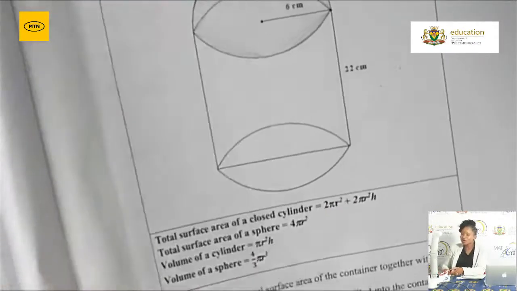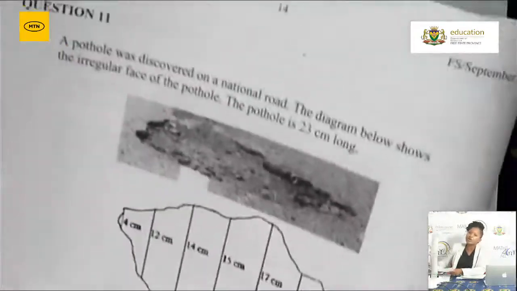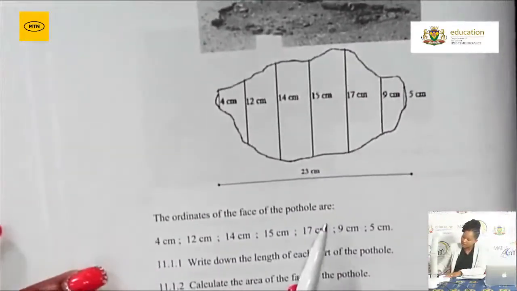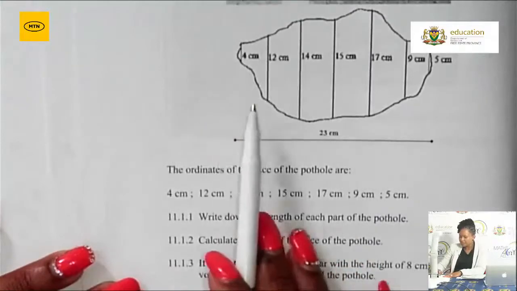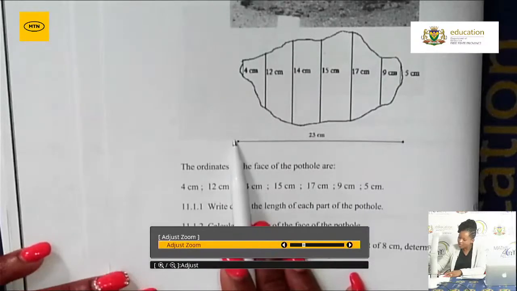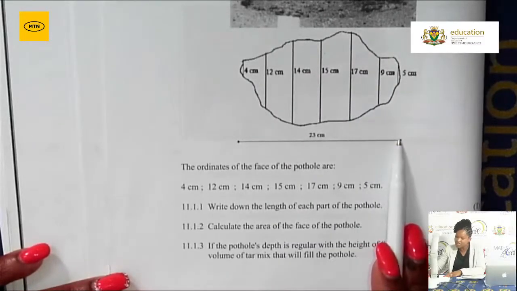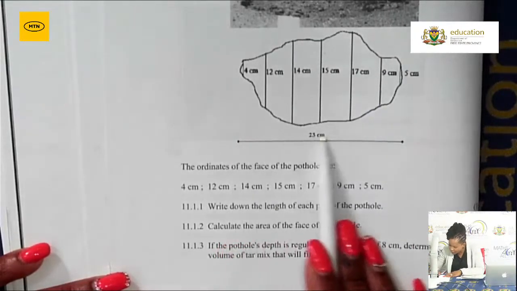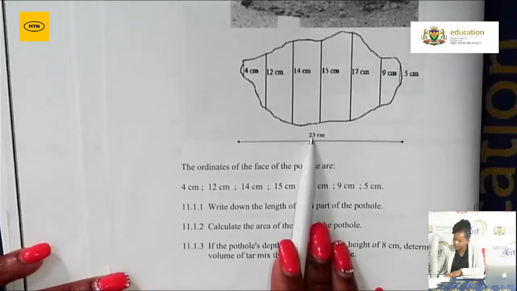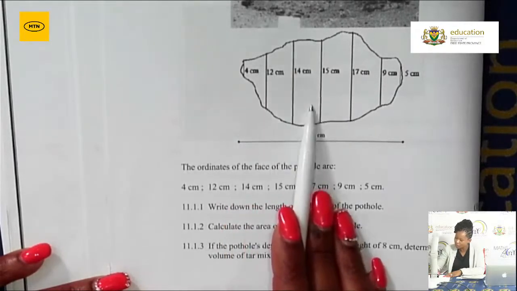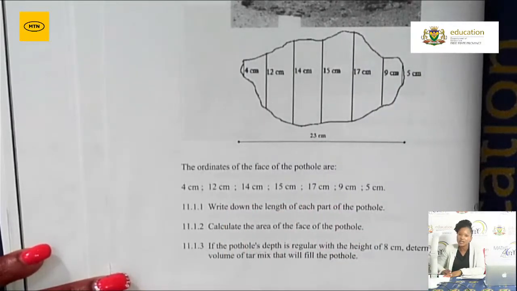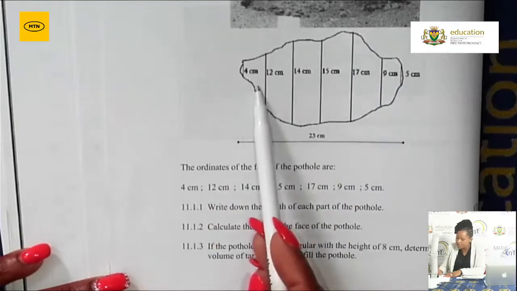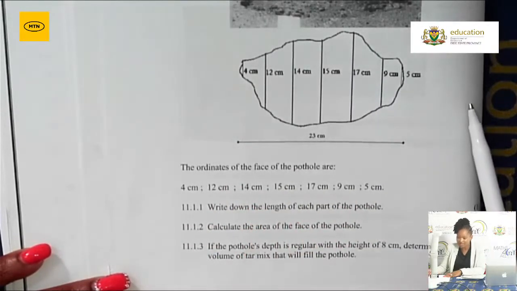The other question in question 11 is the mid-ordinate rule. With the mid-ordinate rule, you can either be given the length of equal parts, or you can have the whole length of this survey line. So when you have this distance from here to there, you will have to say 23 divided by 1, 2, 3, 4, 5, 6. Then the answer that we get will be the length of equal parts.